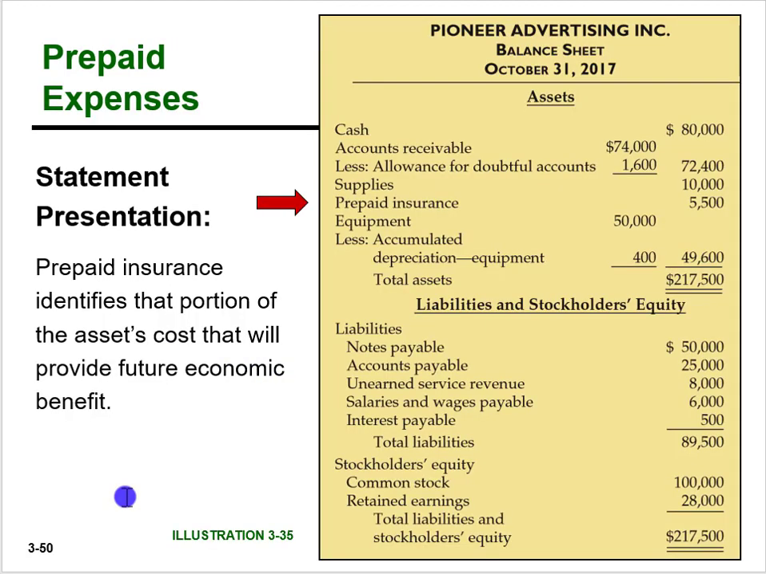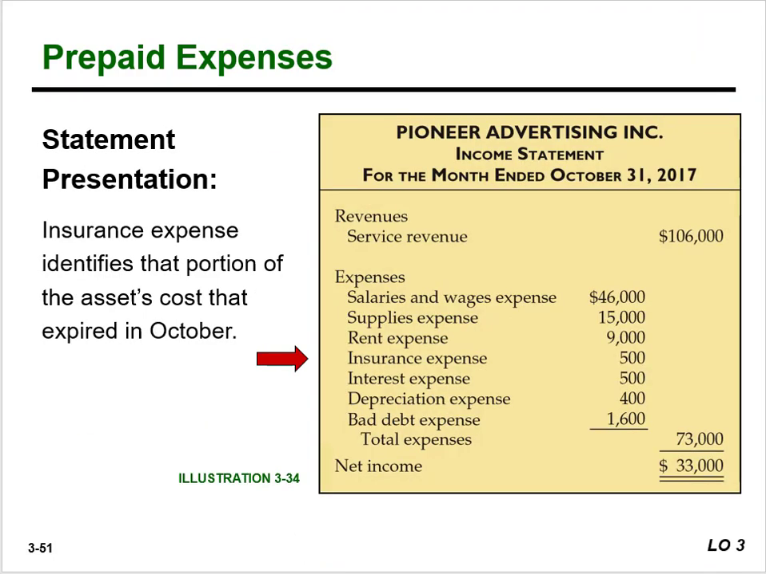And so here you have your balance sheet. Supplies is listed at $5,500. And so the prepaid insurance identifies that portion of the asset's cost that will provide future economic benefit. And your income statement, the $500 that was expensed. Insurance expense identifies that portion of the asset's cost that was expired in October.